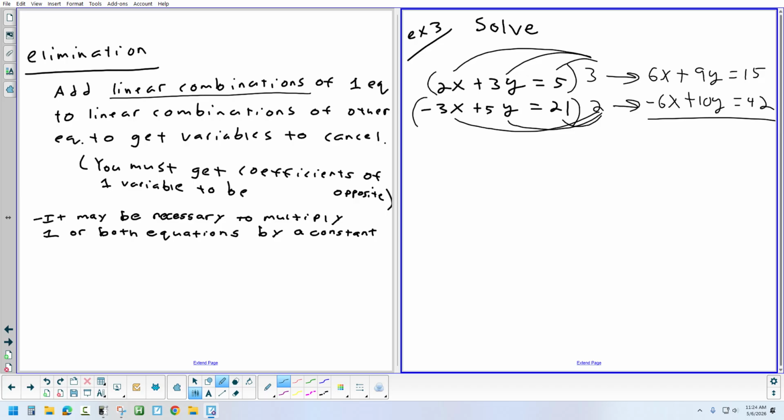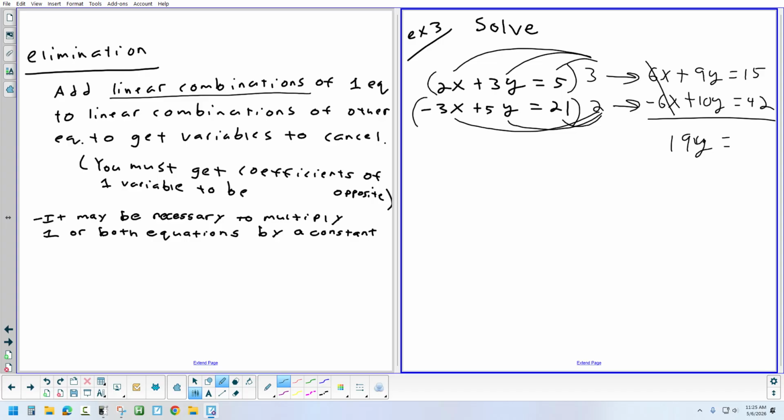Now you're going to add your equations together in columns. So make sure if they didn't do it, that you have like terms lined up. X is in a column, y is in a column, constants in a column. Sarah, what do I get when I add my first column up? 0. These are going to cancel. 6x plus negative 6x. And Kylie, how about my second column? 19y. Good.